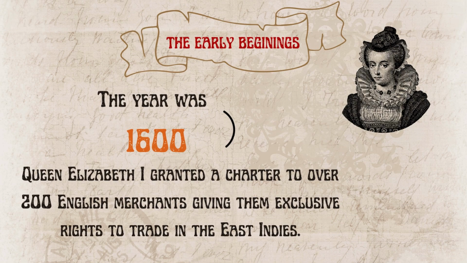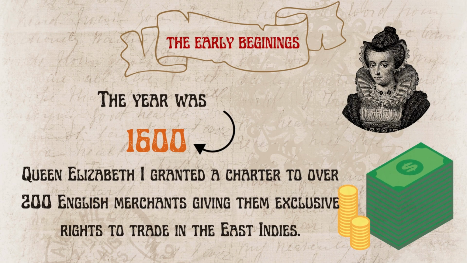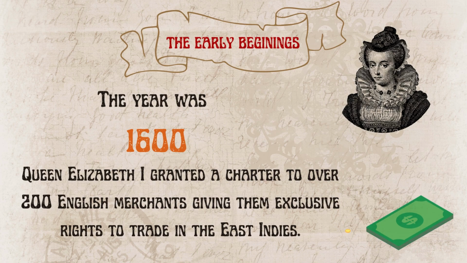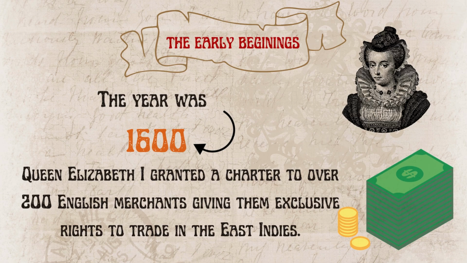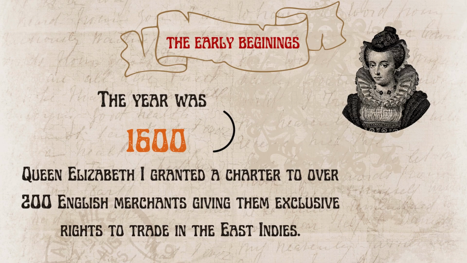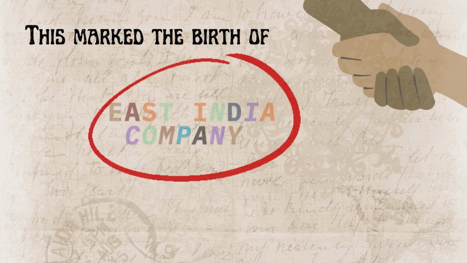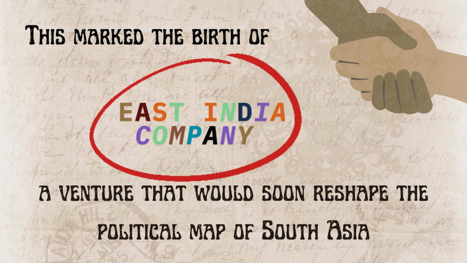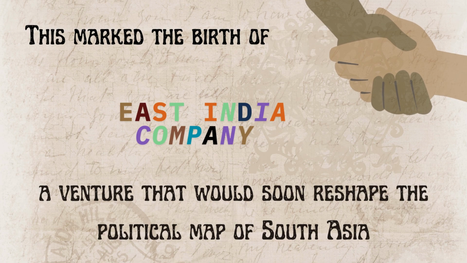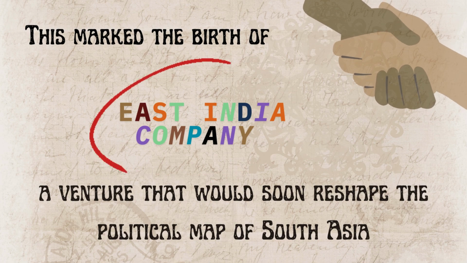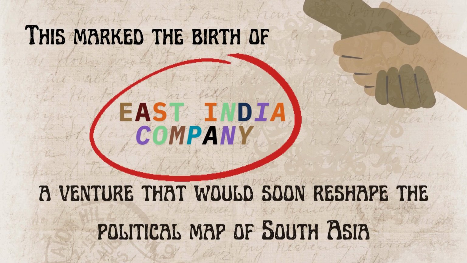The year was 1600 when Queen Elizabeth I granted a charter to over 200 English merchants, giving them exclusive right to trade in East Indies. This marked the birth of East India Company, a venture that would soon reshape the political map of South Asia.